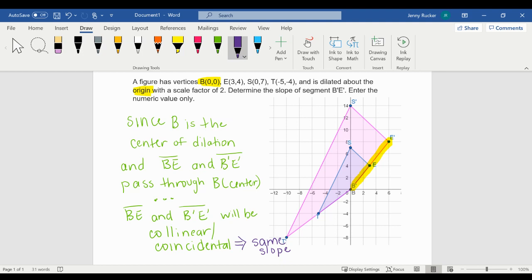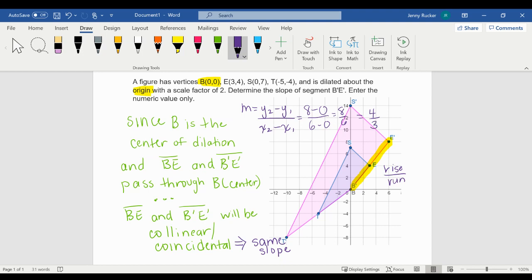So I can do the slope graphically as rise over run, or I could have done it algebraically as y2 minus y1 over x2 minus x1. So in this case, for B prime E prime, that would have been 8 minus 0 over 6 minus 0, which is 8 over 6, which is 4 over 3.